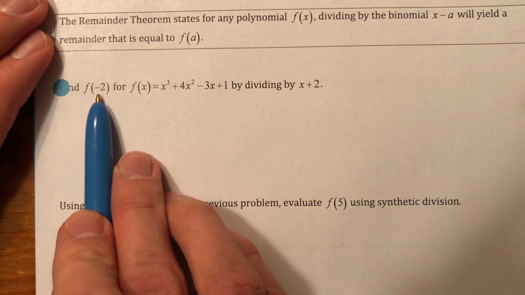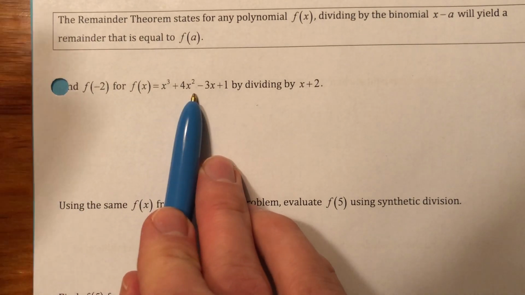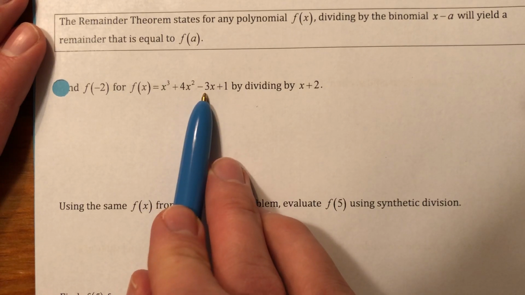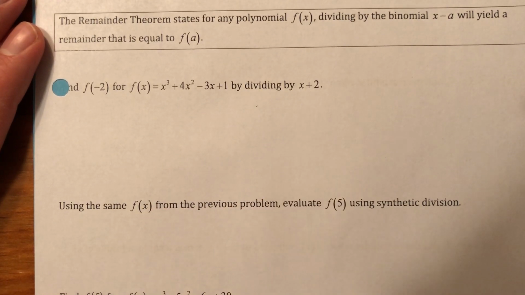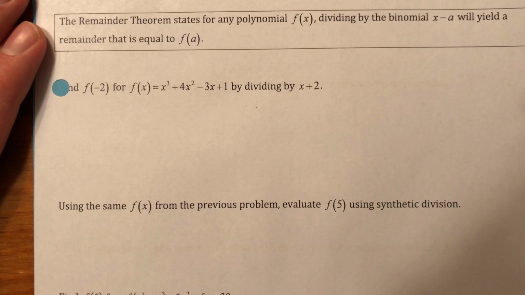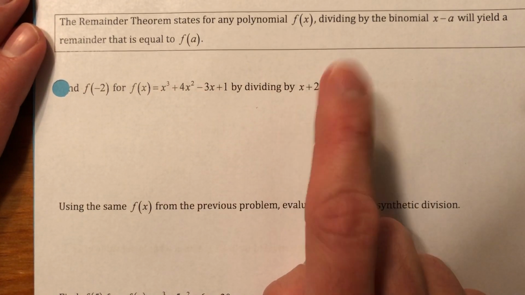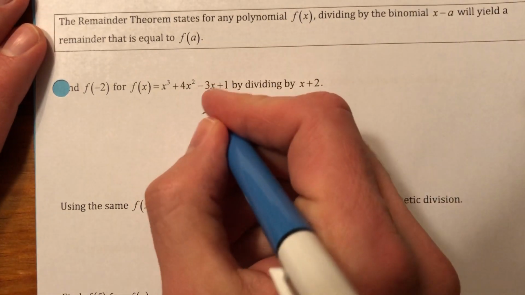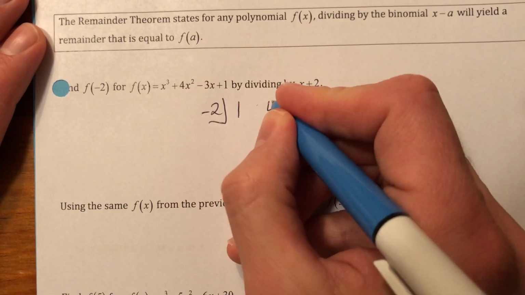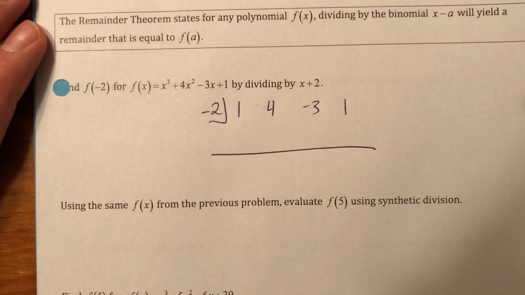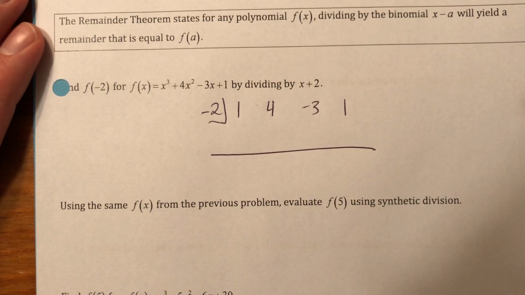So find f of negative 2 for this. You can do it by plugging in a negative 2 here, here, and here. Or you could just divide it by x plus 2. Really quickly, this just reinforces the idea that I can plug it in or I can use synthetic division. Meaning, let's do a negative 2 and 1, 4, negative 3, 1. Here we go. Oh, I hope this one works out the way I want it to. I have a very strong feeling it is not.